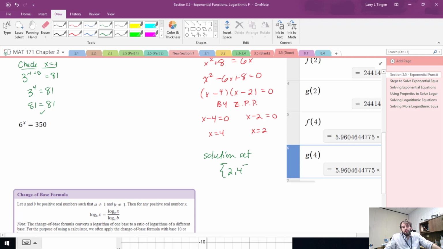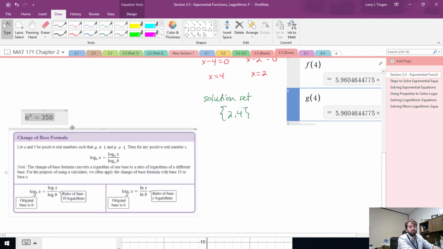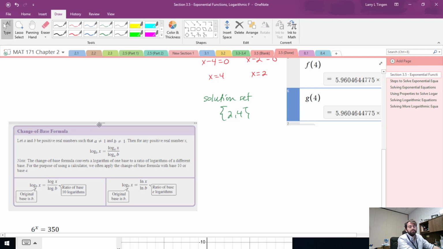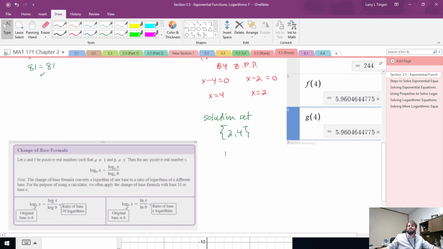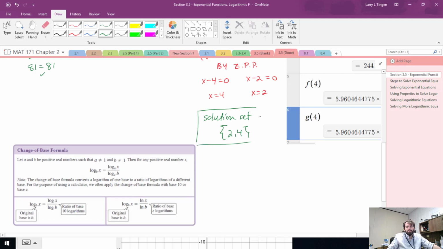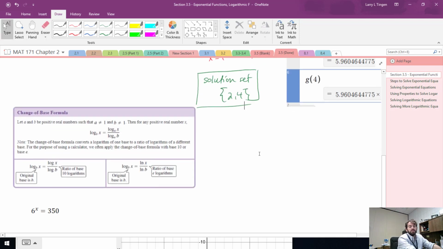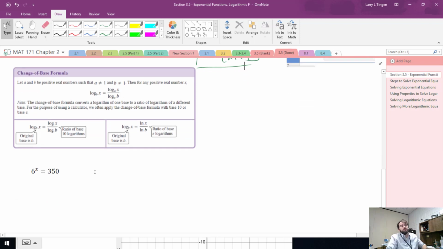Now, the equation you haven't seen before is 6 to the x is equal to 350. It's a bit of a stretch, but I want you to be introduced to it. What I have down here is an exponential: 6 to the x is equal to 350.